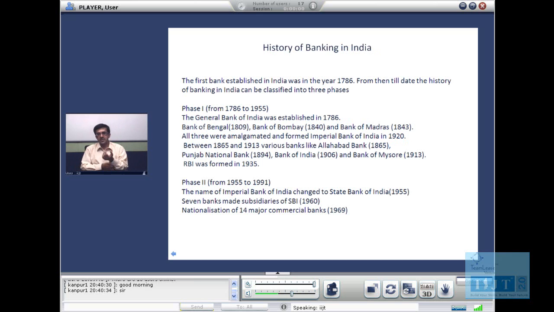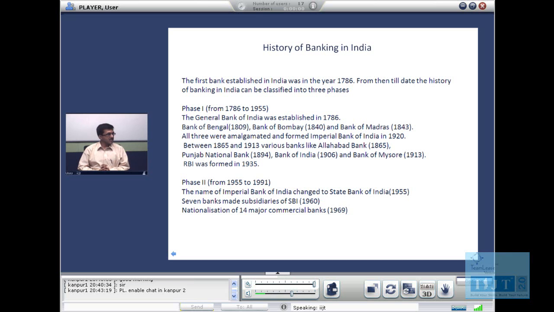The first bank started off in 1786. That was established in 1786. General Bank of India it was called. Then Bank of Bengal came into the picture in 1809. Bank of Bombay was formed in 1840. Bank of Madras was formed in 1843. All these three were amalgamated, and Imperial Bank of India was formed in 1920.